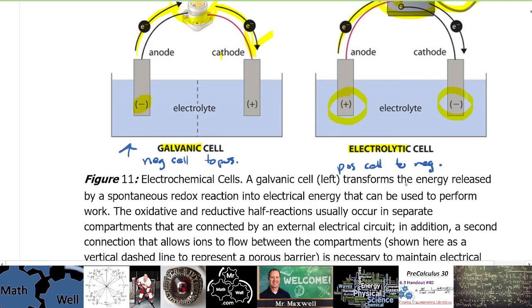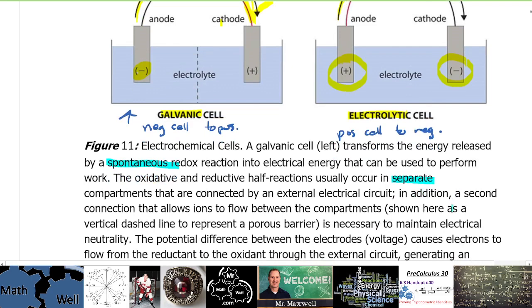A galvanic cell transforms energy released by a spontaneous redox reaction into electrical energy. So I'm going to highlight spontaneous there for you as a blank. That can be used to perform work. The oxidative and reductive half reactions usually occur in separate compartments that are connected by an external electrical circuit. In addition, a second connection allows ions to flow between the compartments, shown here as the vertical dashed line. So here's the salt bridge. And it's necessary to maintain electrical neutrality.